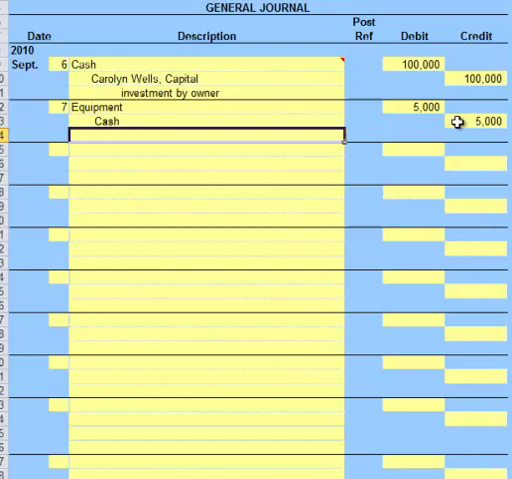Notice I always list the debit accounts first and then the credit accounts. And then I indent another 1/2 inch or so, and I'm just going to put check number 1001 for equipment.